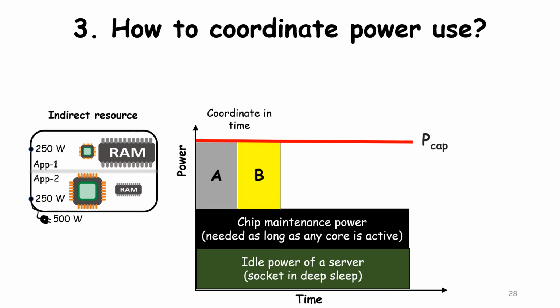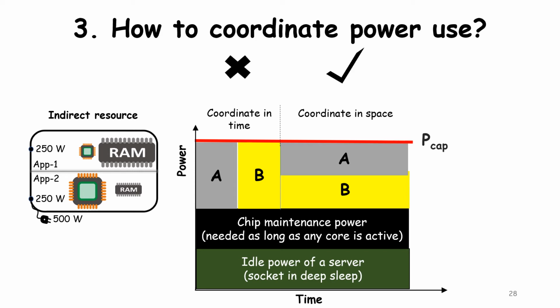Utilizing the available headroom, the server can time multiplex the applications one after another, or coordinate them in space and let them run simultaneously. Note that the latter is more beneficial than the former, as the private cache states will be preserved for the applications.